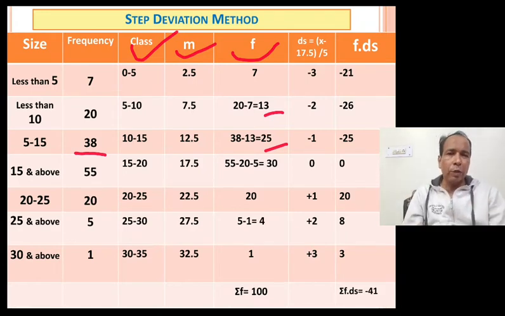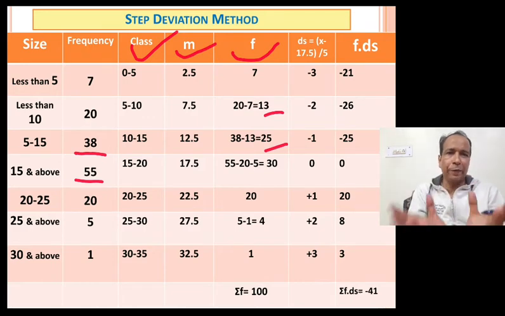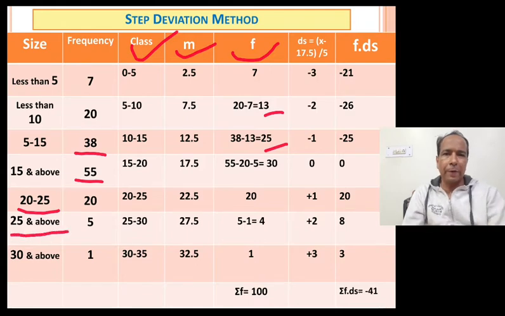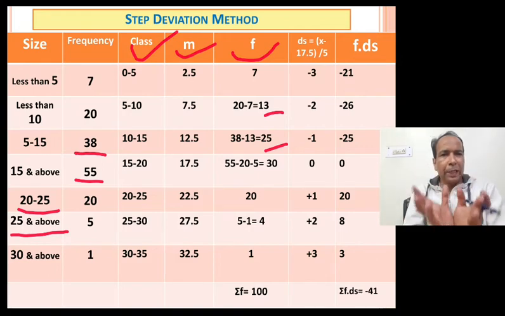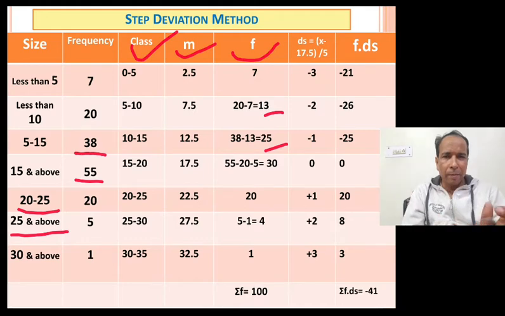Now the next value before you is 15 and above. That is given to you as 55. But we need 15 to 20. The next value given to you is for 20 to 25, and further is given 25 and above. So dear learners, you see here, we need 15 to 20, but we have the value for 15 and above.